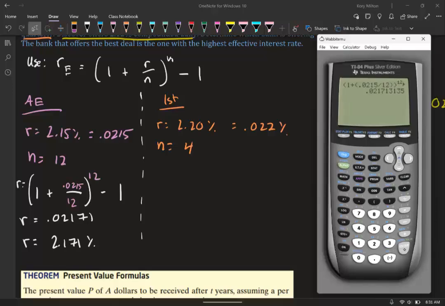Or if you have a different calculator, you can do it piece by piece. So you could do our decimal, 0.0215 divided by 12. We get a decimal. We know we need to add 1. So we add 1, and that's all to the power of 12. And then that's all minus 1. So you can also do it piece by piece and you still get the same answer. You can take it all as 1, you can do it as a fraction bar with a division symbol, or you can do it piece by piece.